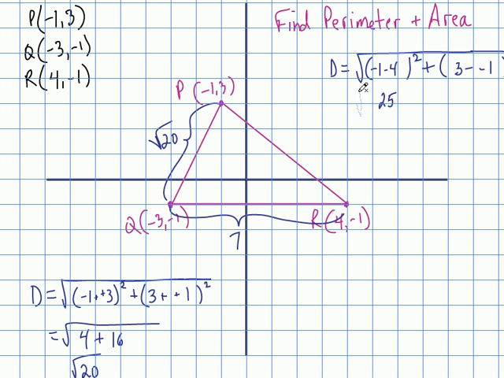Almost did something I told you not to forget. Put the square root there. What about this? 3 minus a negative. 3 minus a negative is plus. That's 4 squared is 16. You add those up. What's that? 41. Is that right?